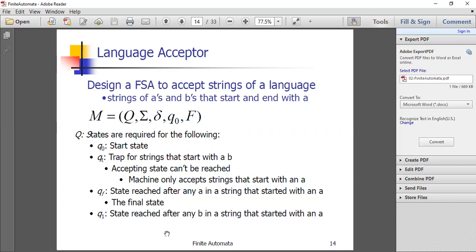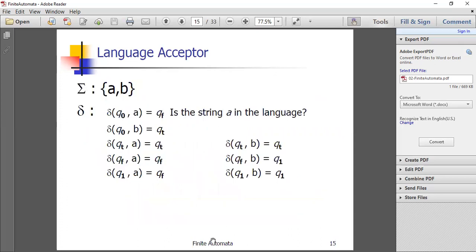Q1 is the state reached after any B in a string that started with an A. Sigma is equal to A comma B. So these are all the transitions, as mentioned. Delta of Q0 comma A is Q0, which is entering on A, it is reaching the final state. On Q0 on B, it is reaching the QT state. Again, from the QT state on A, it is moving to the same state, QT.